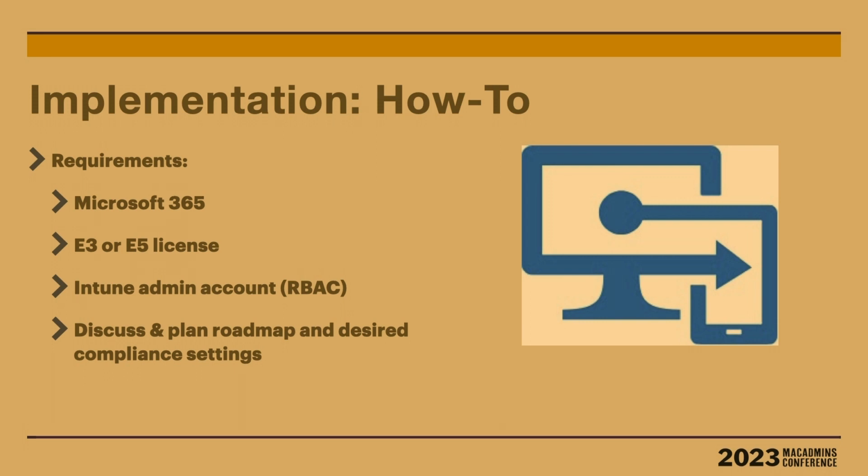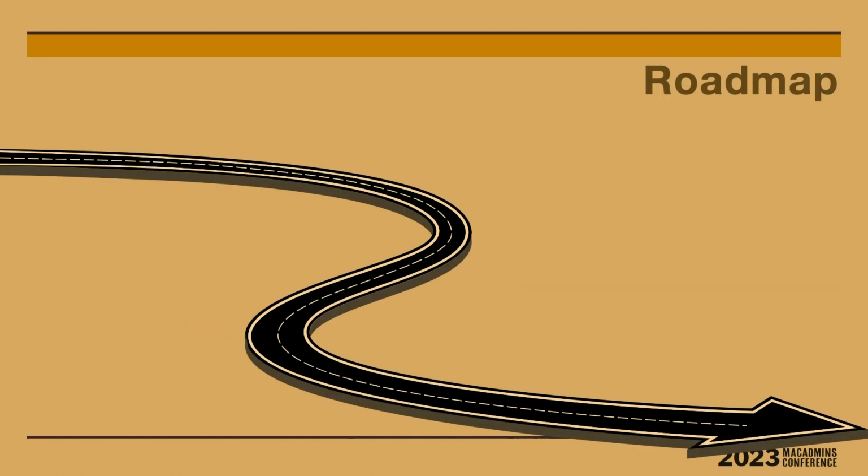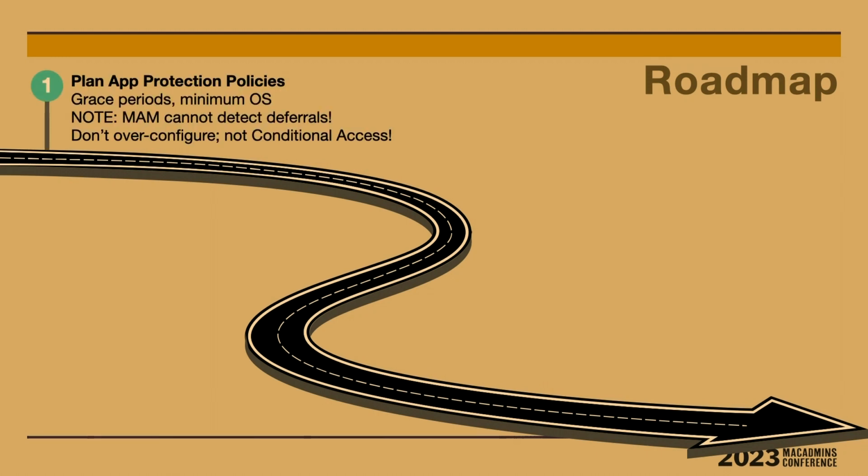And then discuss the roadmap. Discuss and plan a roadmap with the desired compliance settings. Every environment's different. People have different needs and wants. You may be working for an institution that has higher requirements, or you might have lower requirements. This includes grace periods, PIN requirements, other settings. And this is what the roadmap looked like for us. We took some time to discuss grace period, minimum OS.